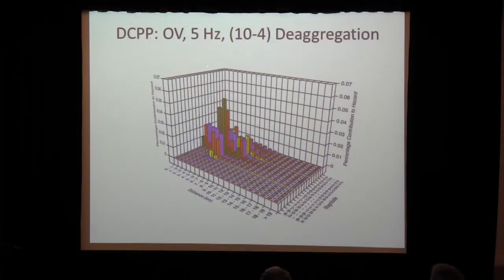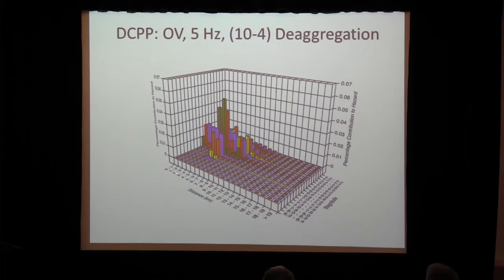If we break things up by deaggregation now, we want to say, okay, what's the magnitude distance contribution to the total hazard? To do that, we have to break it up for a given annual probability level, and so for a given spectral acceleration. So this is for 5 hertz spectral frequency at 10 to the minus 4. And so we've broken up the deaggregation.